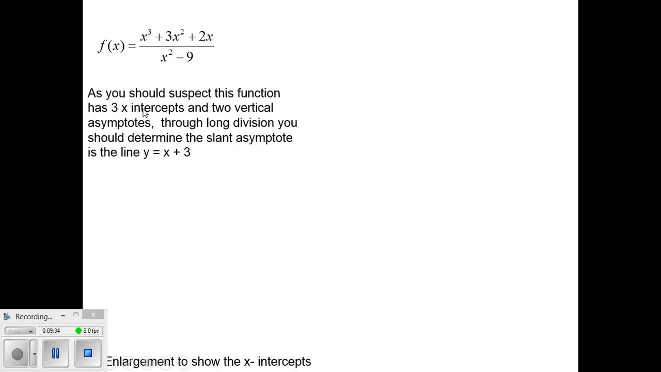Let's look at this expression. Quite interesting. Again, it's going to factor nicely in the numerator, giving us 3 x-intercepts. It's going to factor in the denominator, giving us 2 vertical asymptotes. We're going to have to do the long division to determine the slant asymptote, and we definitely know there's a slant asymptote because of the numerator power exceeding the denominator power. That's the dead giveaway of a slant asymptote.